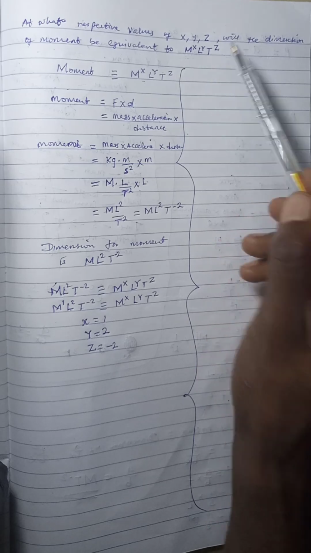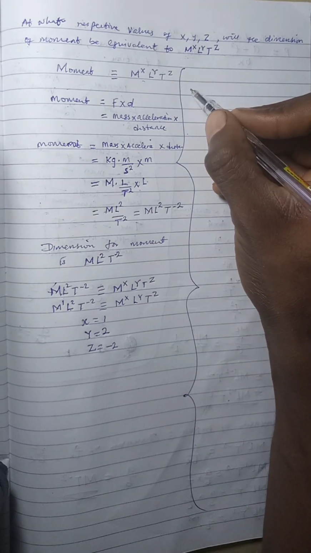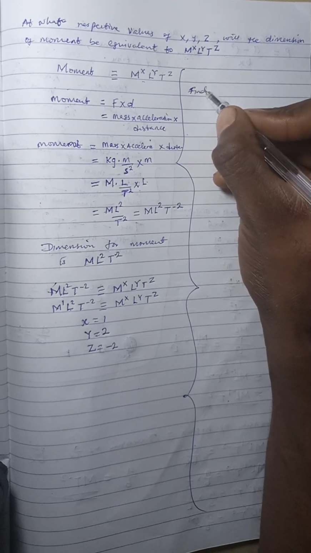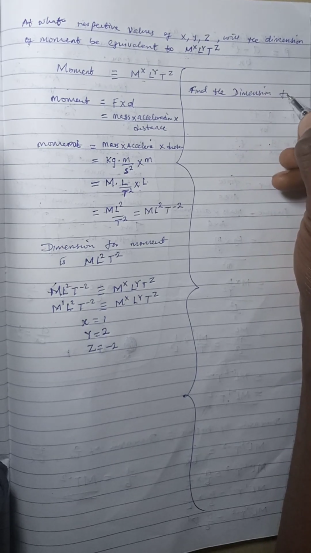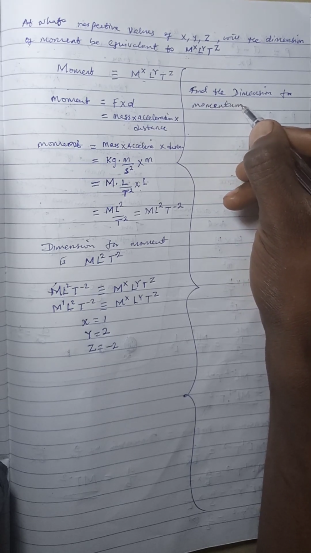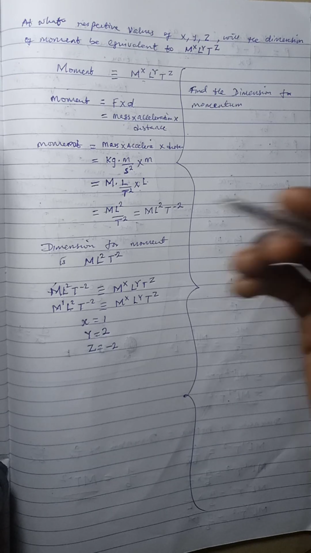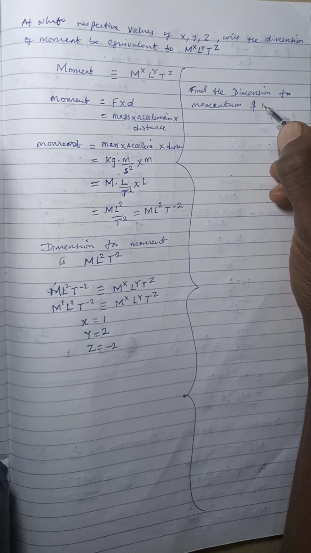Now, let me get another question, okay? I'm trying to bring in another question. Find the dimension for momentum. So when we talk about momentum, what is momentum? Mass times what? Velocity. Okay, or force times time. You know, the dimension for momentum and that of impulse look similar, the same. Okay, let us find the dimension for momentum and impulse of a force.